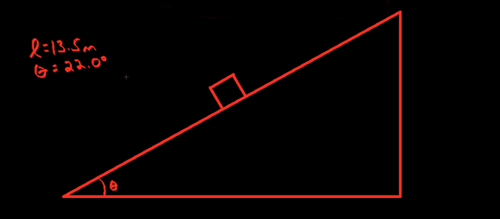So what we're given is our length of the ramp is 13.5 meters. So here we have 13.5 meters, and our angle that the ramp makes with the base is 22.0 degrees. So we have theta here equals 22 degrees.